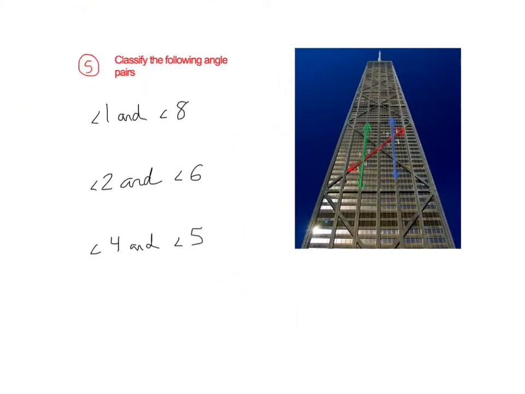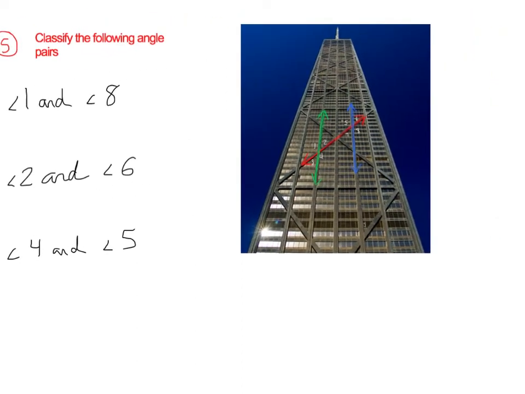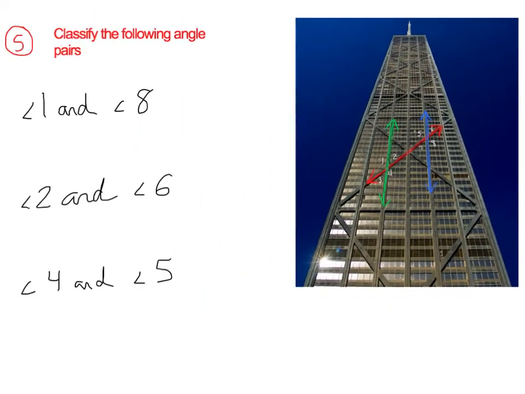Okay, so hopefully you paused the video and did that. Let's see, angles 1 and 8. Angle 1 right there, and angle 8. Well, they're both on the outside, and they're on opposite sides of the transversal. 1 is above the red transversal, 8 is below, so they are what? Well, they're going to be alternate exterior angles.